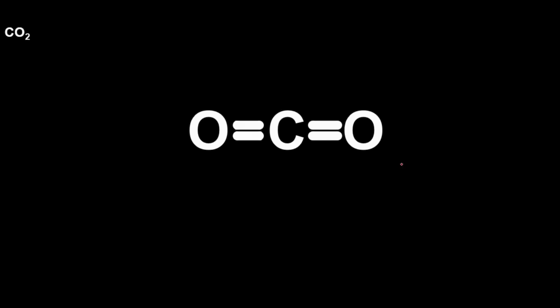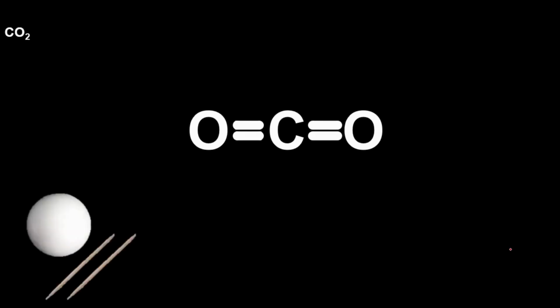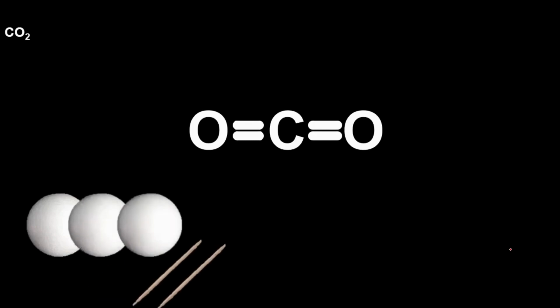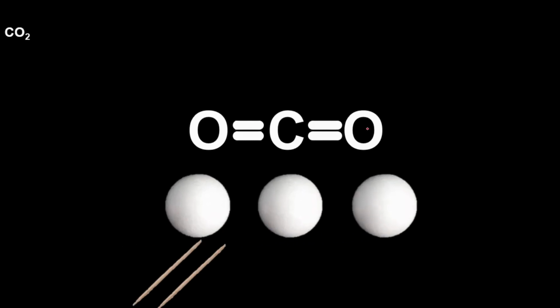Now this is the structure of CO2 on flat paper. But of course, as we know, CO2 has a 3D shape. It is not just flat. So we represent the 3D structure of CO2 or other molecules using the ball and stick model. Here, we use balls to represent the atoms, and the sticks represent the bonds connecting the different atoms. Here, we have 3 atoms, so we also need 3 balls. This will be the carbon atom, and these will be the oxygens. And these atoms are bonded by these bonds, represented by the sticks.